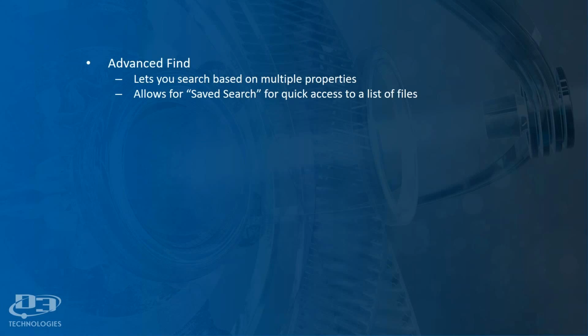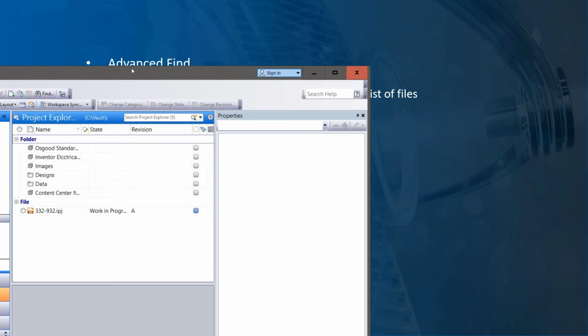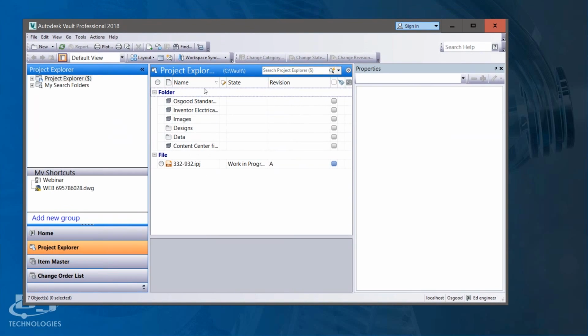Vault also has an advanced find. The advanced find helps you search for system properties such as checked by, or even a custom property that is important to your company, and save that search for you. So what I'm going to do here is open up Vault and show you guys this quick search and advanced search capabilities.